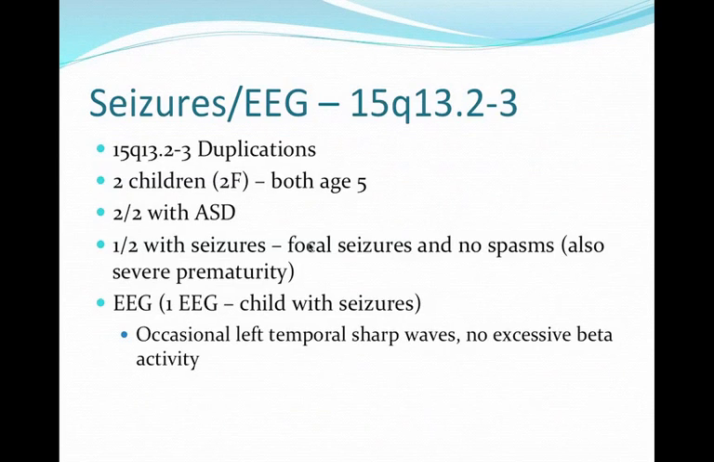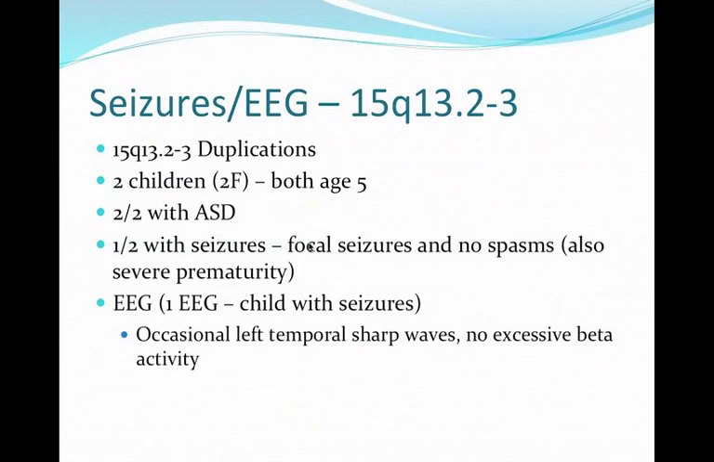And then on the other end of the spectrum, the 13q2 to 13q3 kids, we've only seen a couple. They both were on the autistic spectrum. One did have seizures, but it was someone who was born very prematurely, so it's more likely the seizures were due to that than to the duplication.